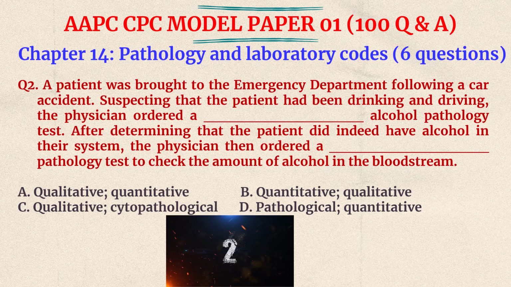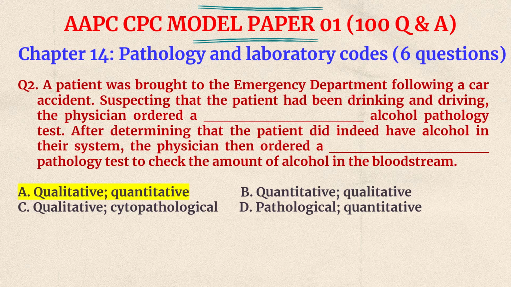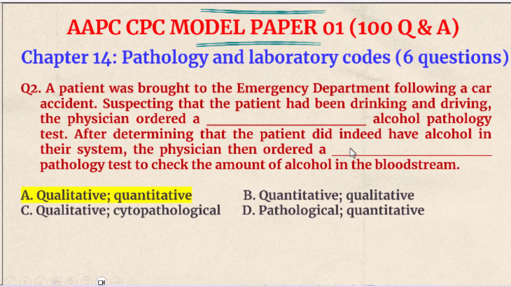3, 2, 1. Okay, here the correct answer is, the first one is qualitative, the second one is quantitative. In this case, suspecting that the person had been drinking and driving, the physician ordered a qualitative alcohol pathology test. After determining that the patient did indeed have alcohol in their system, the physician then ordered the quantitative pathology test to check the amount of alcohol in the bloodstream. A qualitative pathology test checks only for the presence of a specific substance, in this case alcohol. After the qualitative results come in positive, a quantitative test checks for the actual amount of the substance in the bloodstream.